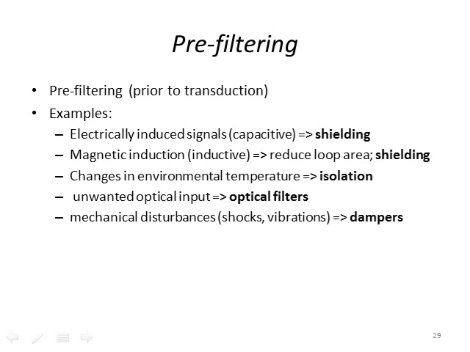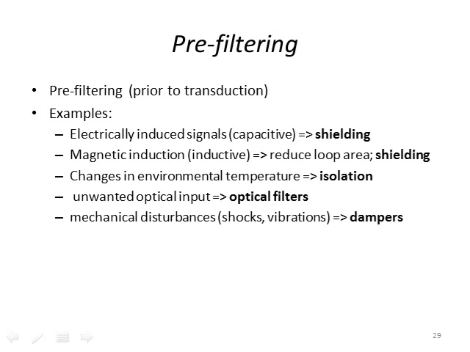Now another method for reducing these errors is prefiltering. Prefiltering means that you filter your signal before the sensing or transduction event. Examples include electrically induced signals, capacitive, where you can do shielding, or magnetic induction, or inductive, where you can reduce loop area. It's also a shielding type of measurement.